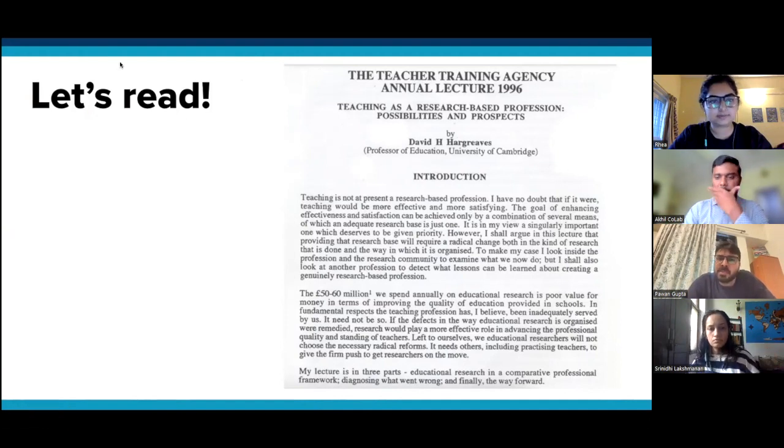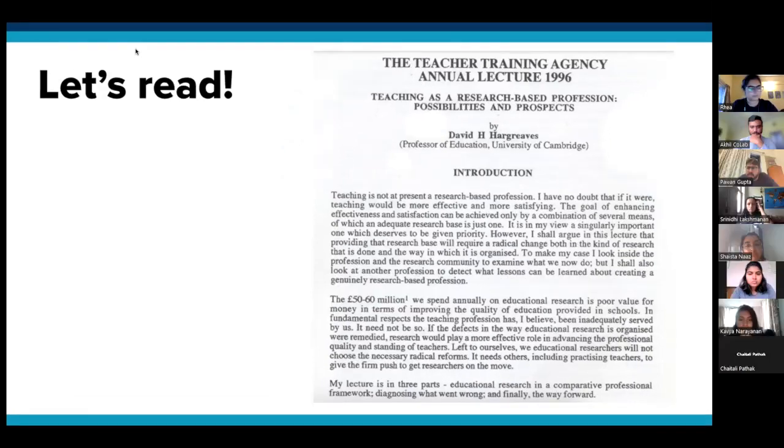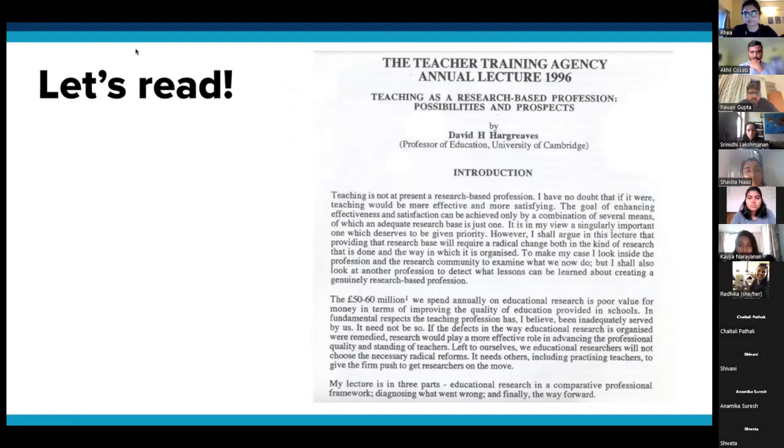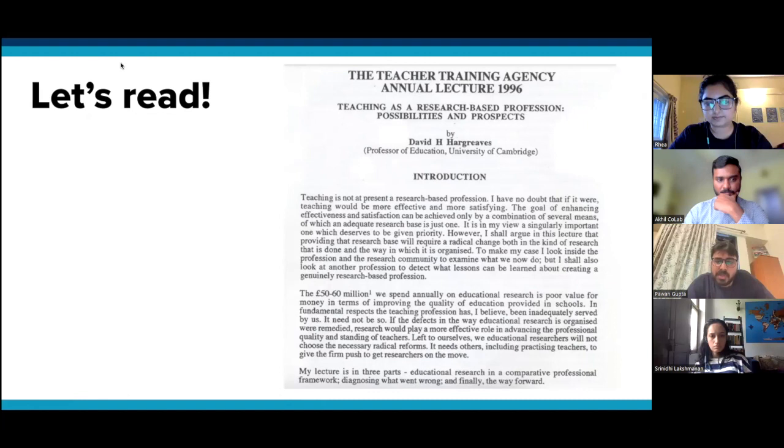Teaching is not at present a research-based profession. I have no doubt that if it were, teaching would be more effective and more satisfying. The goal of enhancing effectiveness and satisfaction can be achieved only by a combination of several means, of which an adequate research base is just one. It is, in my view, a singularly important one, which deserves to be given a priority.